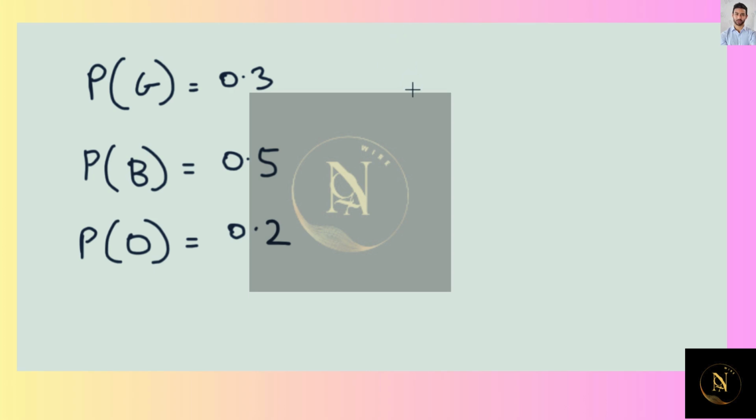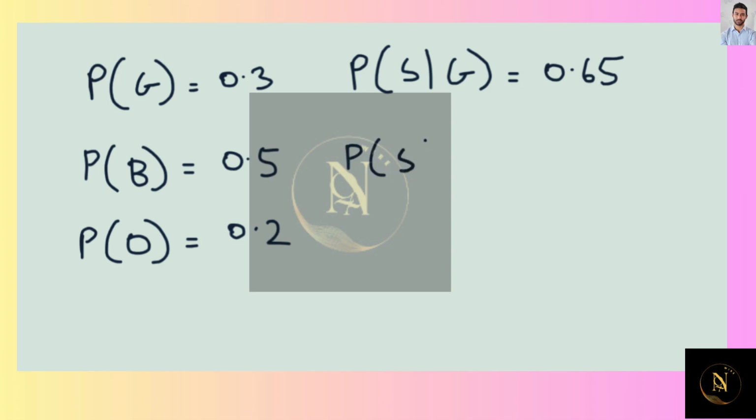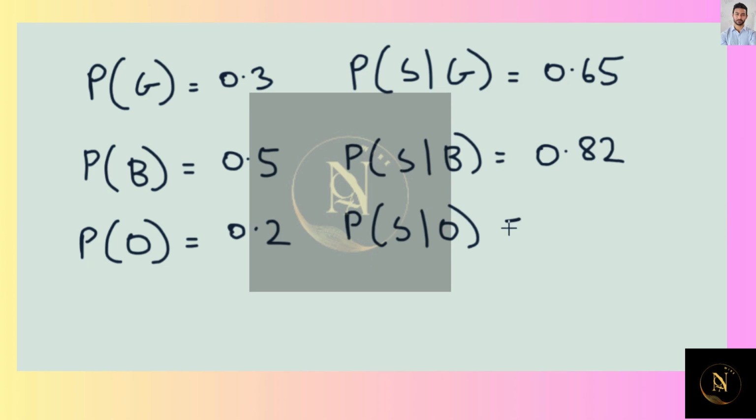Now, one day they play a game together. 65% of the grey-eyed students, or children, are selected. So the probability of being selected, given the student has grey eyes, is 65%. 82% of the blue-eyed students are selected, so selected given blue eyes is 82%. Selected given other is 50%.